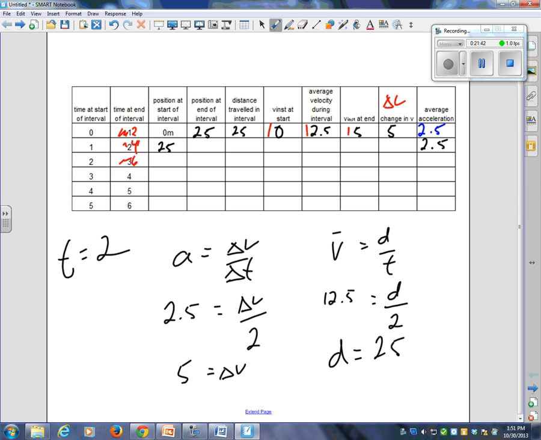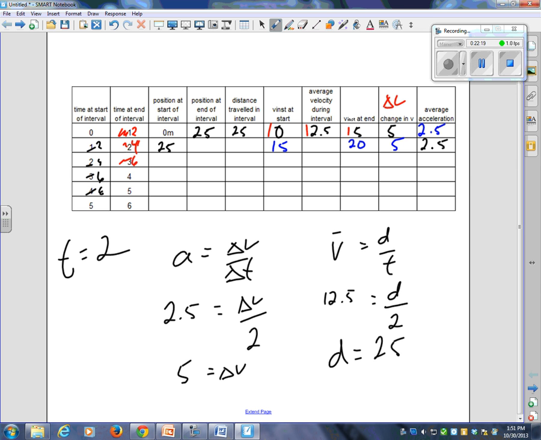Okay, now that's about all I can do over here, right? What's my change in velocity? If my average acceleration is still 2.5 and my time interval is... This should be a 2 here, shouldn't it? Right? The time interval is going to be 2 again. What's my change in velocity going to be? Still the same. What's my instantaneous velocity at the start? Well, I ended up at 15. If I start at 15 and I change by plus 5, then I have to end up at 20.